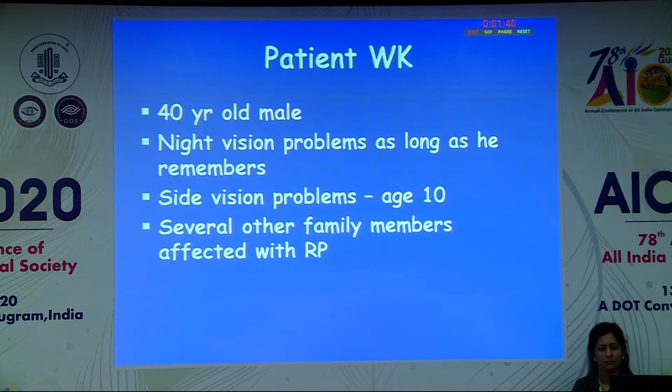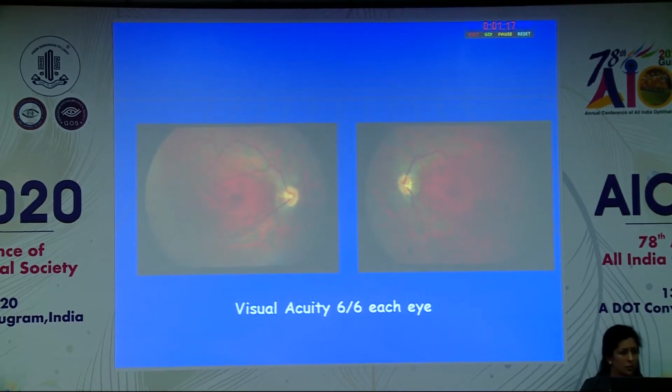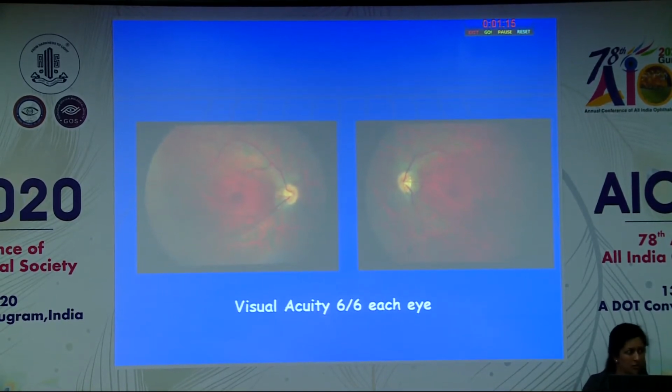Another patient, 40-year-old male, night vision problems as long as he remembers, side vision problems since age 10, and several other family members were affected with retinitis pigmentosa. And these were his right and left eyes, which show the typical waxy pale disc, attenuated arterioles, but he did not show too much bone spicule pigmentary changes in the retina, and the vision was good.